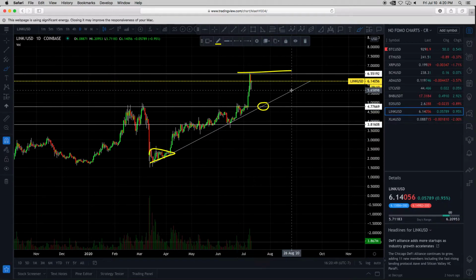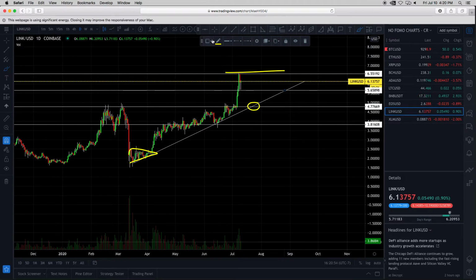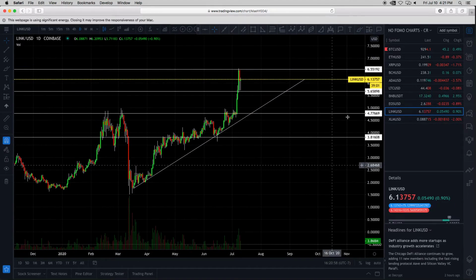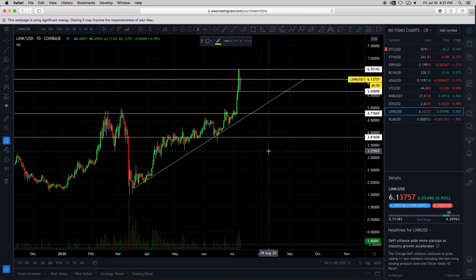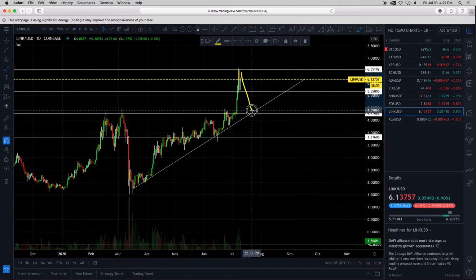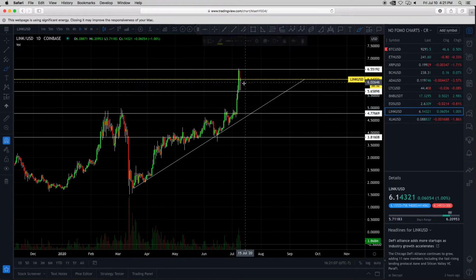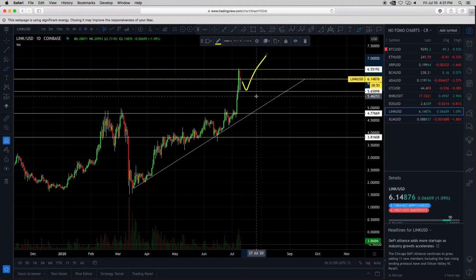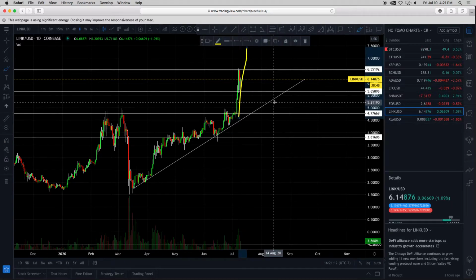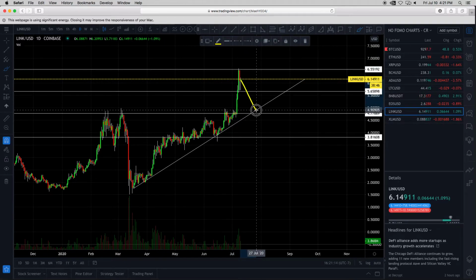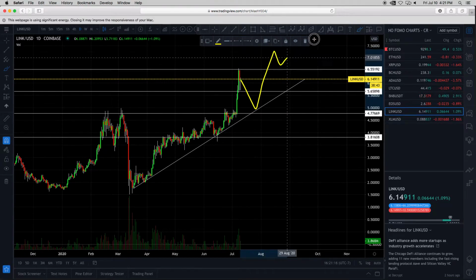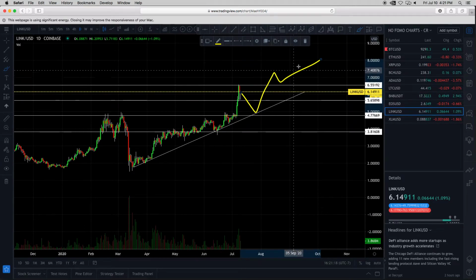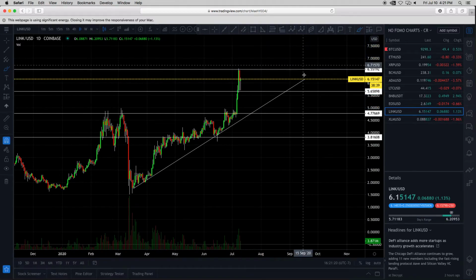664, temporary top, 565, temporary support. But what I'm saying is if LINKUSD wants to continue in its rampage crypto uptrend, it needs to pull back significantly, establish support. Because if it just pulls back here, that's still a little bit, the angle's too sharp. So it needs to find support here and then officially do this, right? Then we're way out of there. Then targets could be like $8, $9, $10 to the upside.